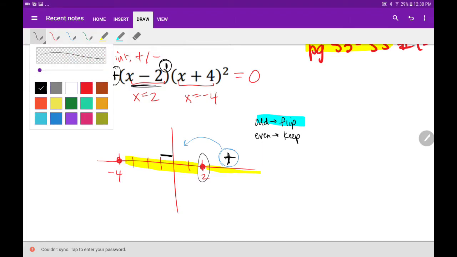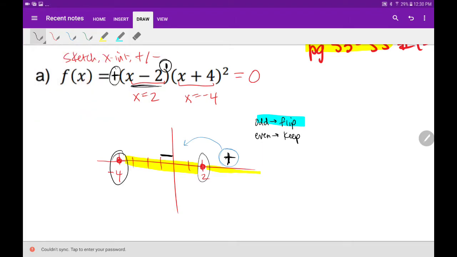Okay, let's keep moving left. Now I have a decision to make at x equals negative 4. So go to where you got x equals negative 4. The factor has a multiplicity or an exponent of 2. Well, even exponents means that we're going to keep the sign. Basically, we're going to bounce. So if my graph is negative in this section, then it's going to remain negative. I'm keeping that sign.